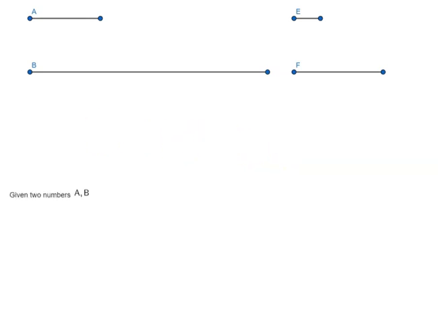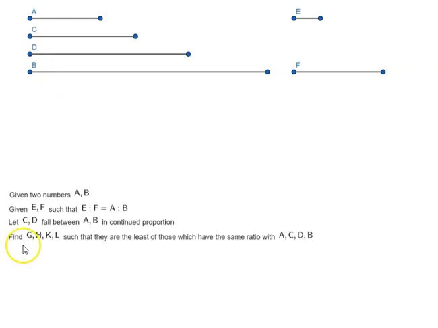Given two numbers A and B, given E and F such that E is to F is equal to A is to B. Let C and D fall between A and B in continued proportion. So let me bring in C and D. We find G, H, K, L such that they are the least of those which have the same ratio with A, C, D, B. So we know how to do that.